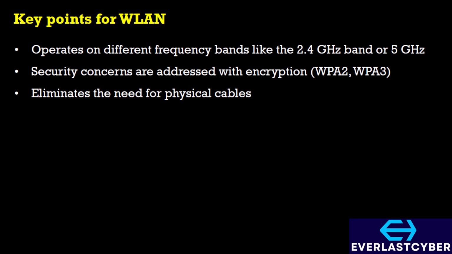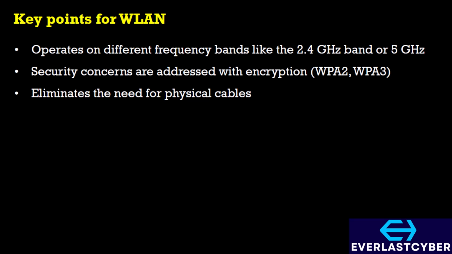Some key points to note about the WLAN is that it operates on different frequency bands like the 2.4 or the 5 GHz bands. The security concerns are addressed with encryption using either WPA2 or WPA3. And we know that WPA3 is more secure. The WLAN also eliminates the need for physical cables, and some other advantages are that it is easy to install and it makes the setup easier and more flexible. They can be easily scaled to accommodate more devices and users by adding additional access points. With the WLAN, users can move around within the network area without losing connectivity. And also, it reduces the need for extensive cabling, and this can lower installation and maintenance costs.